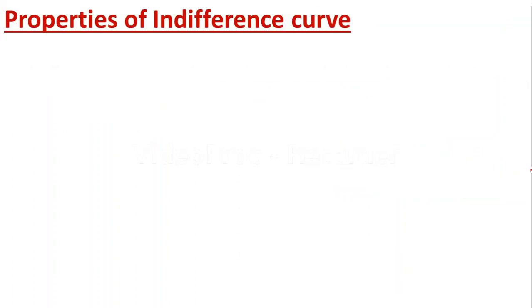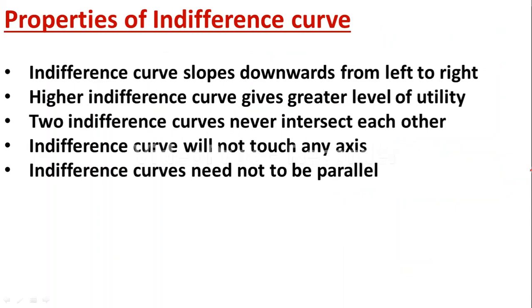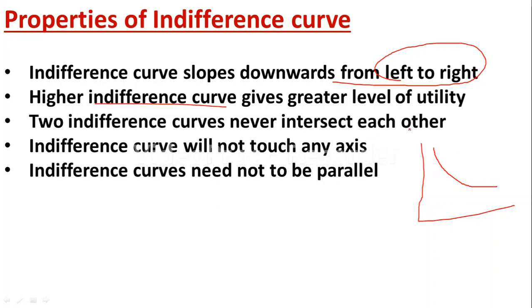Next, let us see some properties of indifference curve. Sometimes we may expect questions on these properties also. The first one is that the indifference curve slopes downward from left to right, because of decreasing MRS. And the higher the indifference curve, the higher the level of utility; the lower the IC, the lower the level of utility.